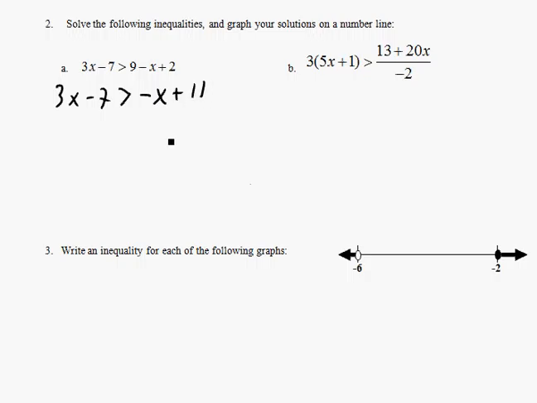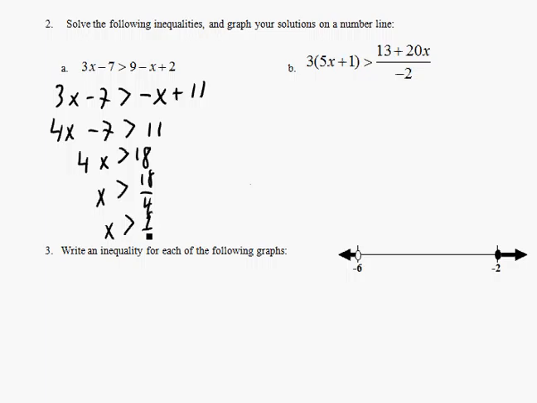Now I'm going to try to get the x's on the same side of the inequality, so I will add x to both sides. Since we're adding a value, we don't need to change the direction of the inequality, and if we add x to both sides, we would get 4x minus 7 is greater than 11. Next, we'll add 7 to both sides. 11 plus 7 is 18, and then divide both sides by 4, and x would be greater than 18/4, which we could simplify to 9/2.